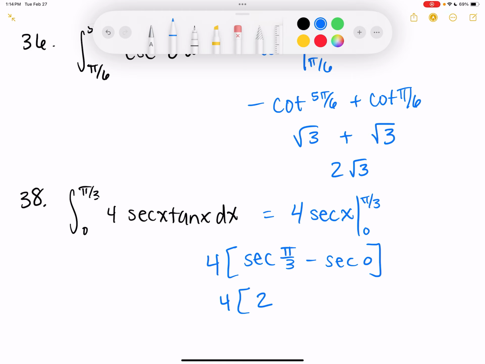All right, what's the secant of 0? One. Sure? Yes. Okay. So what's the final answer? 4.